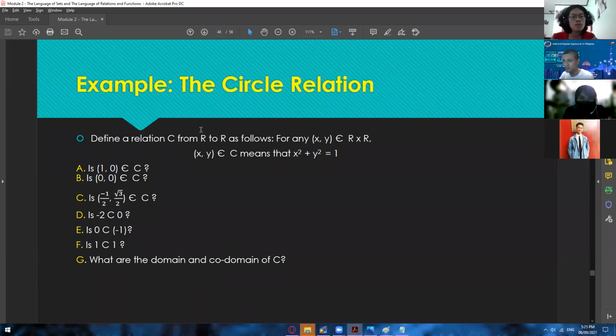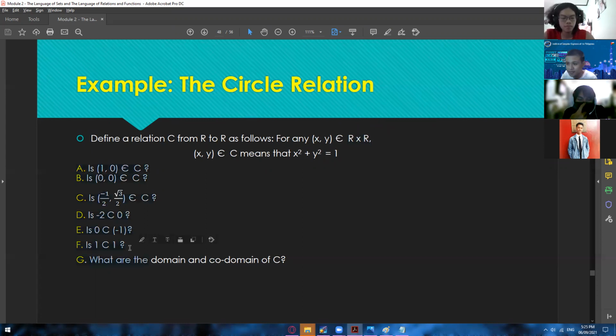So let's have another example, the circle relation. Define a relation C from R to R as follows. For any (x, y) an element of R times R, this R is the real numbers, so any number that you can think of. (x, y) is an element of C means that x squared plus y squared is equal to 1. All you need to do is get all of the possible combinations, but it would be infinite, of course, since we're talking about real numbers, so it's like everything already.